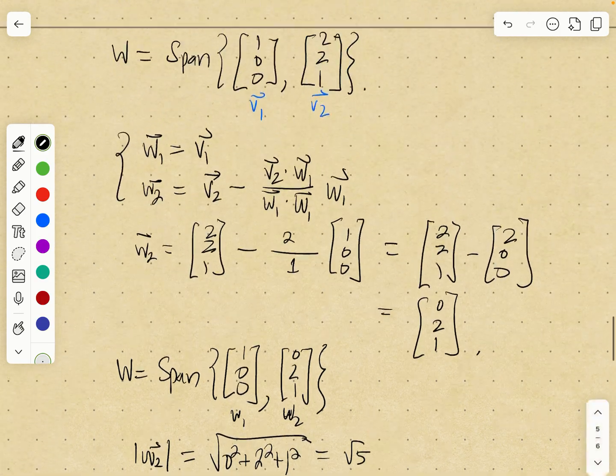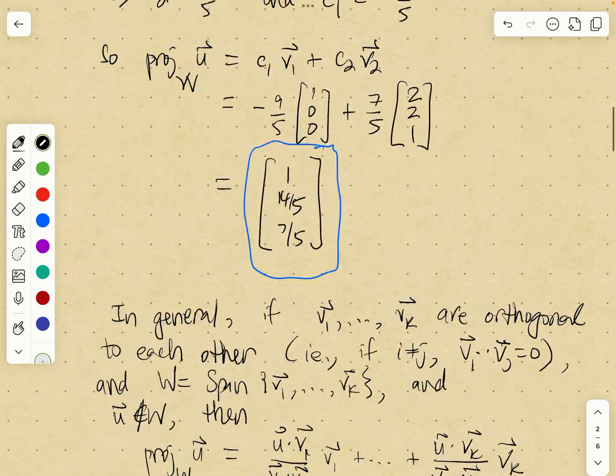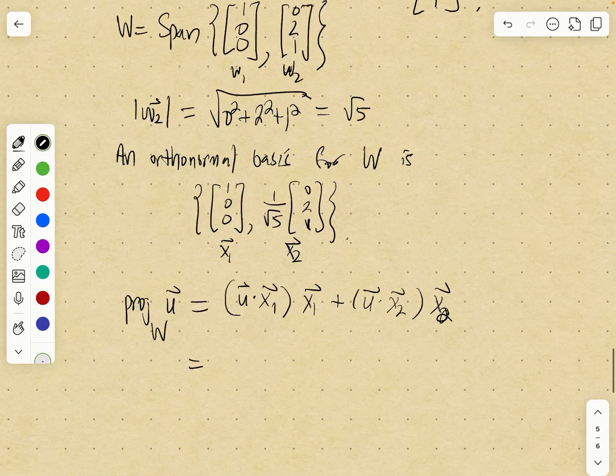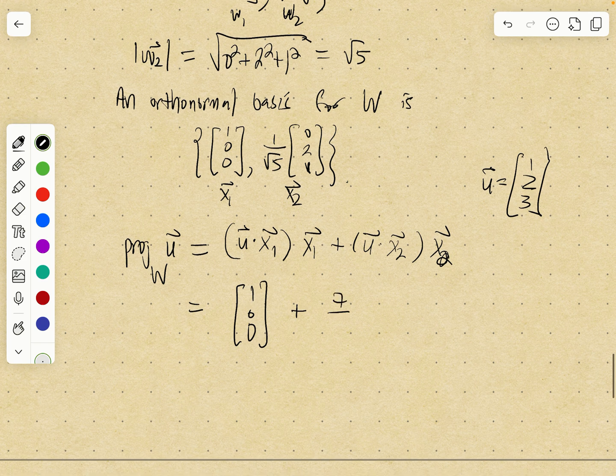And what was the vector U again? Was it 1, 1, 1? No, it was 1, 2, 3. Let's just write that down so I don't forget. U was 1, 2, 3. So you get 1, 2, 3 dot 1, 0, 0. That's 1 times x1, plus U dot x2 is going to be 7 over root 5 times x2, 1, 2, 3.